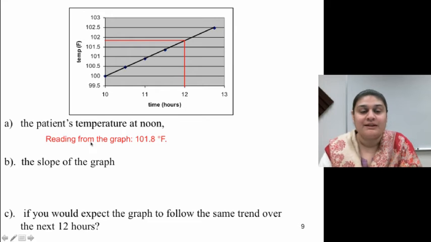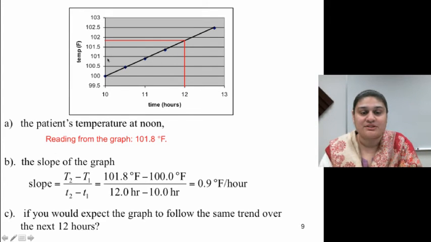Okay? The next question asks the slope of the graph. Well, the slope of the graph is always the rise over the run. In this case, what we are going to use is temperature 2 minus temperature 1 divided by the difference in time in hours. So if you were to take any two numbers, 101.8 minus 100 divided by 12 hours minus 10 hours, that will give you about 0.9 degrees Fahrenheit per hour.